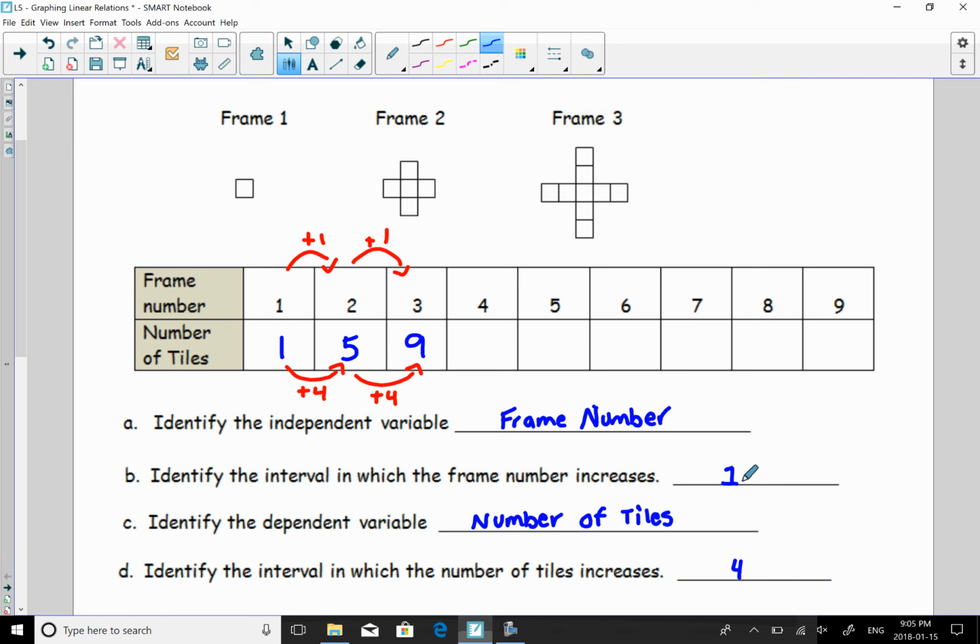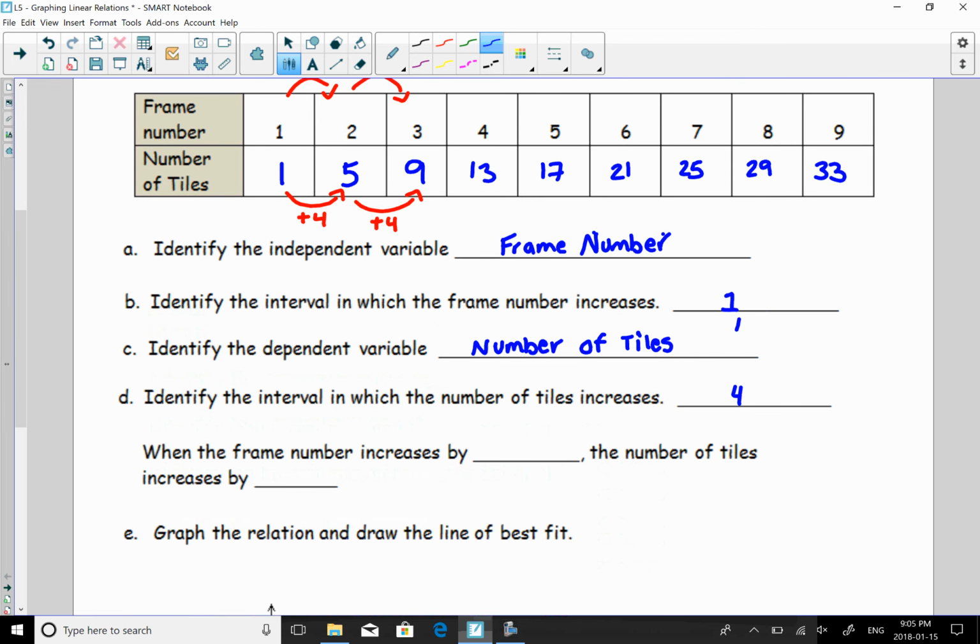So what we're going to do is complete this pattern. So if it keeps increasing by 4, we're going to keep adding 4. So it's 13, it's 17, it's 21, it's 25, it's 29, and it's 33. So when the frame number increases by 1, so this goes up by 1 each time, the number of tiles increases by 4.